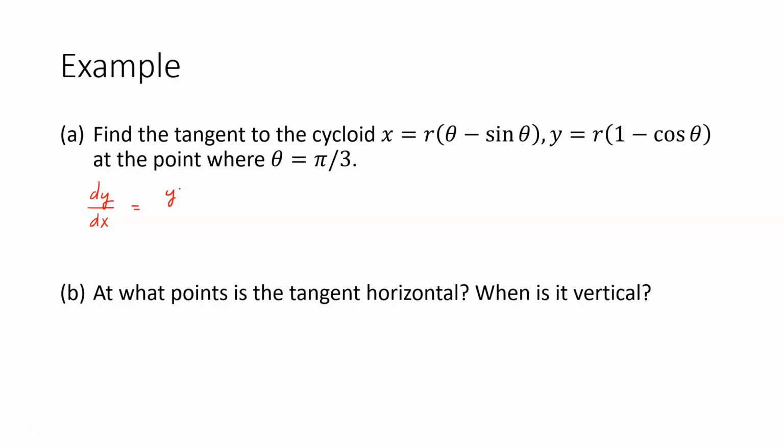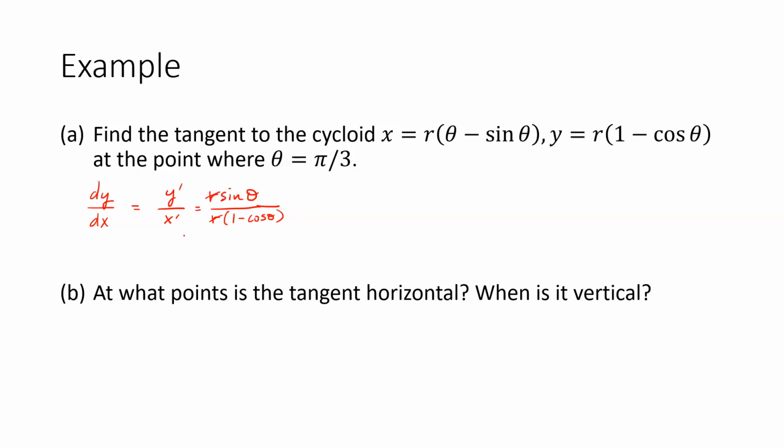which we'll do as y prime over x prime. Here taking y prime with respect to theta, x prime with respect to theta. So let's see, r(1 minus cosine theta), when I differentiate with respect to theta, I get r sine theta. When I differentiate x equals r(theta minus sine theta) with respect to theta, I have r times (1 minus cosine theta). And now noticing that I can cancel out the r's here.